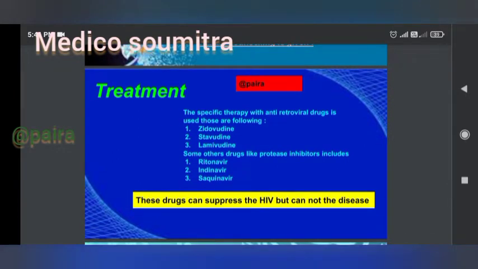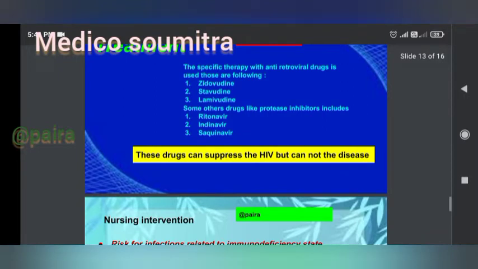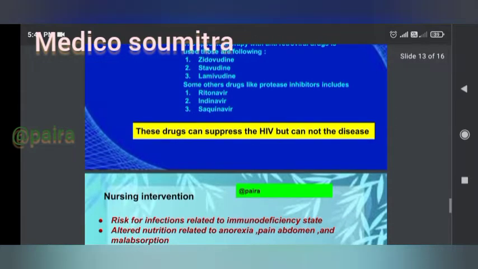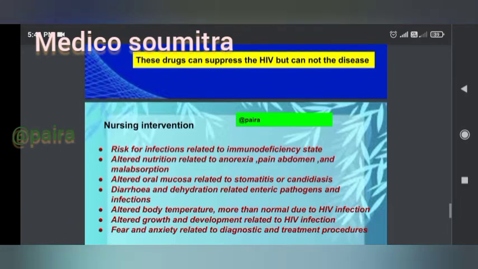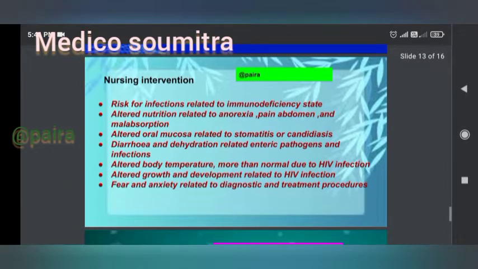What is the medical treatment? It means the drug choice. Specific therapy with antiretroviral drugs is used, such as zidovudine, stavudine, lamivudine, and some other drugs. There are also protease inhibitors like ritonavir, indinavir, and saquinavir. These drugs can suppress the HIV but cannot cure the disease.